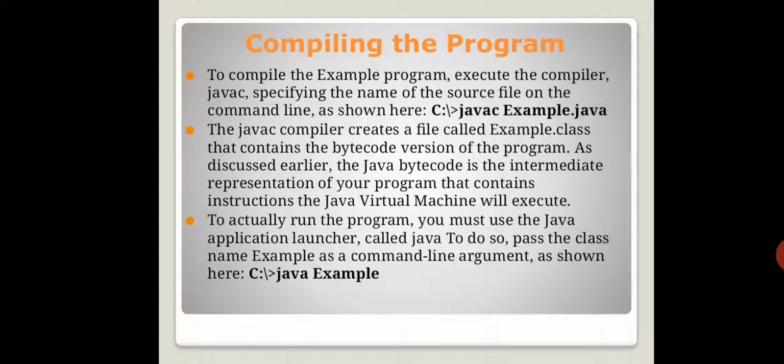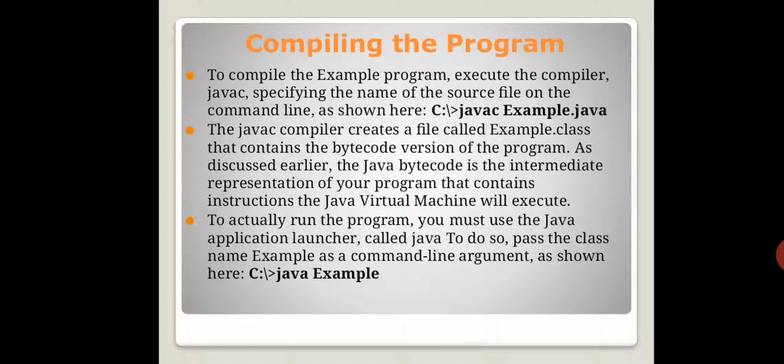How to run the Java program? You have to open the terminal, go to the command line, and type the code like javac space Example.java. What is the meaning of that line? You are saying that please compile my Java program with the name Example.java. That is the meaning, isn't it? You are running that command. After running this command, what happens?